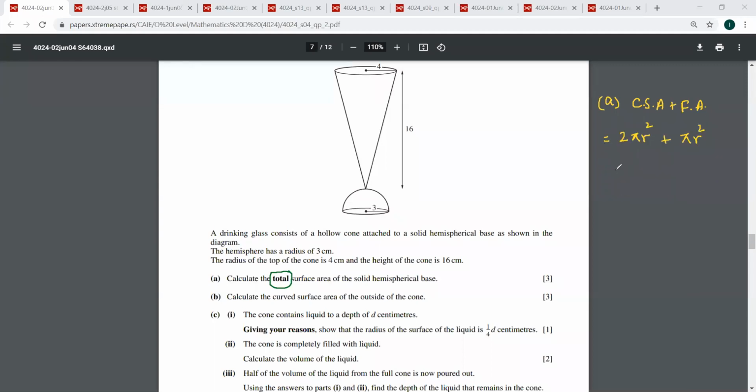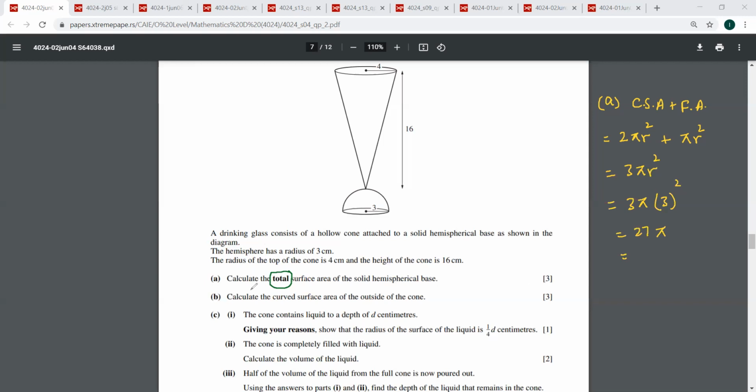First of all, you have to deal with this. So that is going to be 3 pi r squared. Now you only have to put the value of the radius into it. The radius is given as 3. So you can write this as 27 pi, and then you can use your calculators to give the answer. He's asking for the total surface area, so we'll have to write this correct to three significant figures.